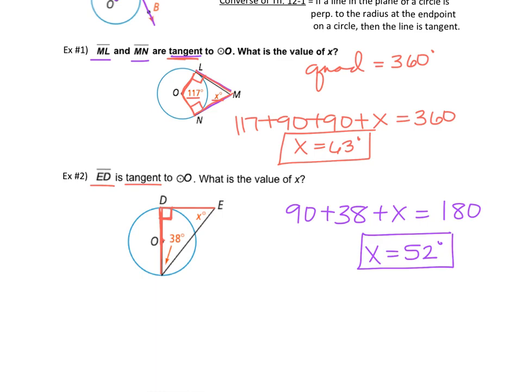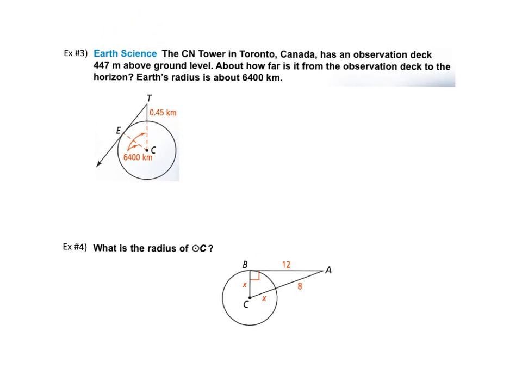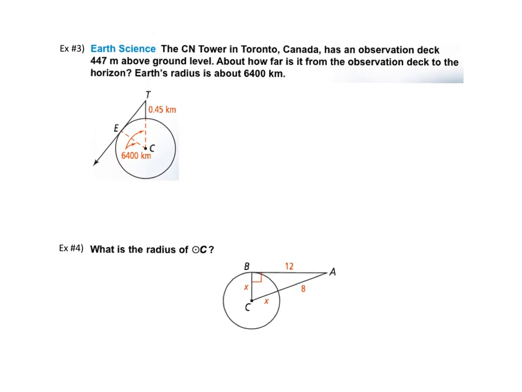All right, moving right along. I got two more for you. Number 3 here, it says the CN Tower in Toronto, Canada, has an observation deck 447 meters above ground level. About how far is it from the observation deck to the horizon if Earth's radius is about 6,400 kilometers?